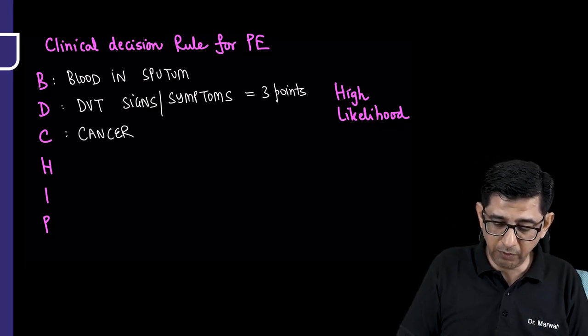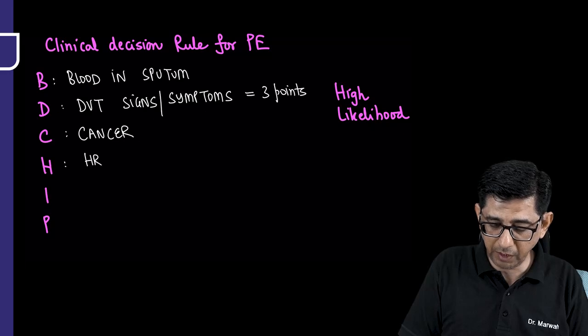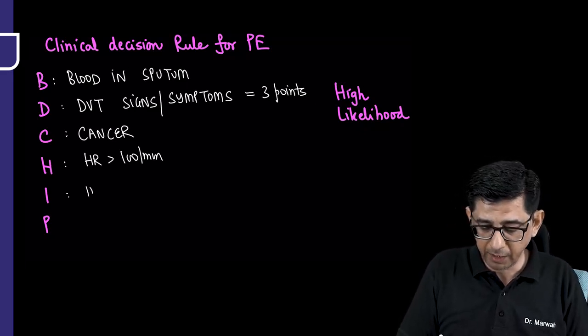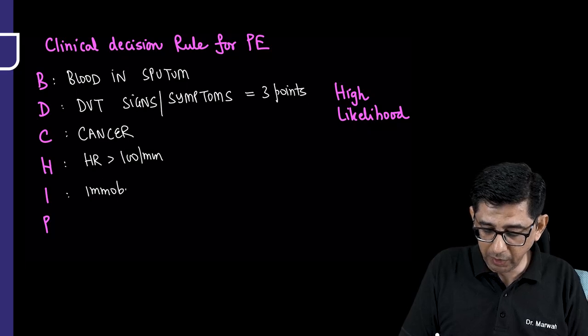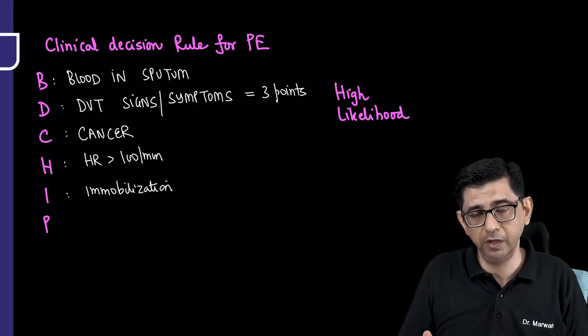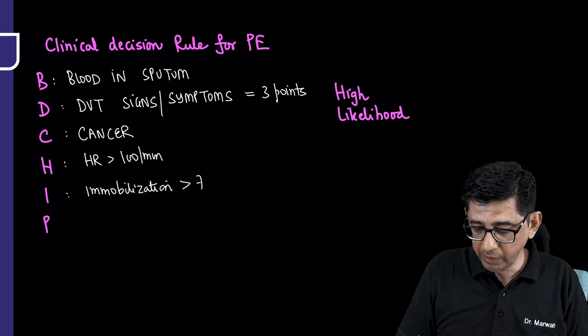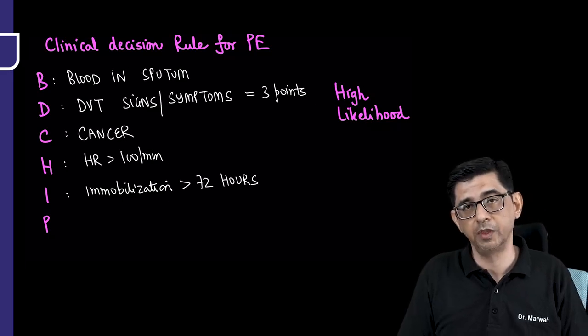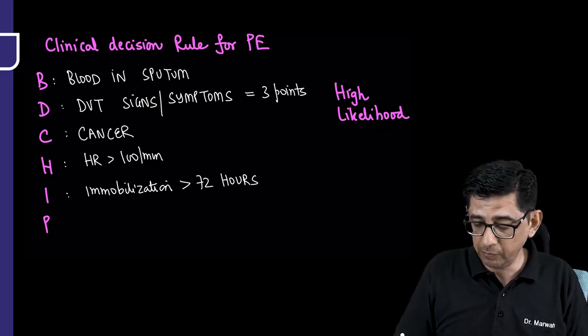Then H would be relatively easier to remember. That is, there would be tachycardia. The heart rate of this person is more than 100. Alphabet I would stand for immobilization. As I explained right in the beginning of this video, you don't need immobilization for 1 week or 2 weeks for clots to develop. Studies have shown, and in practice also we have seen, that immobilization for as little as 72 hours can result in development of pulmonary embolism.